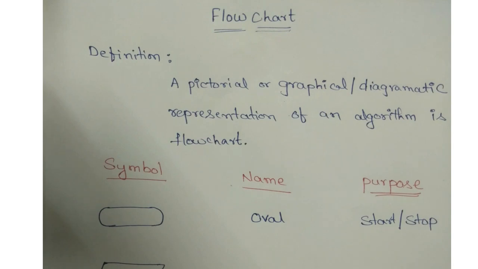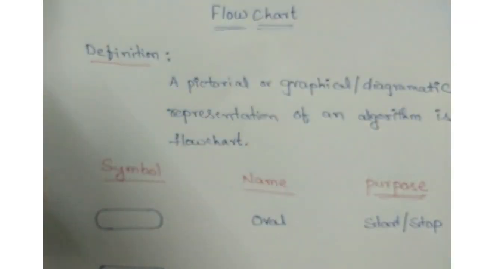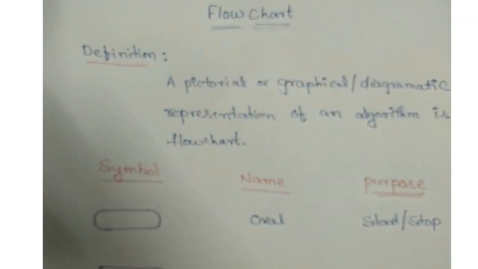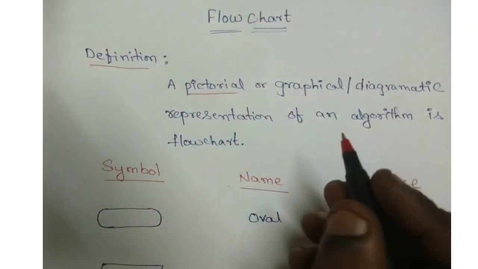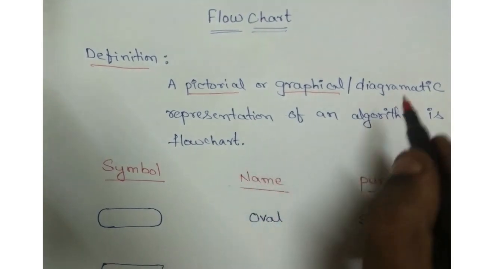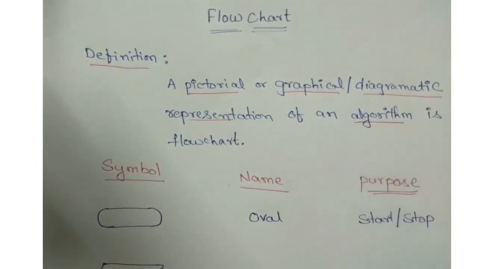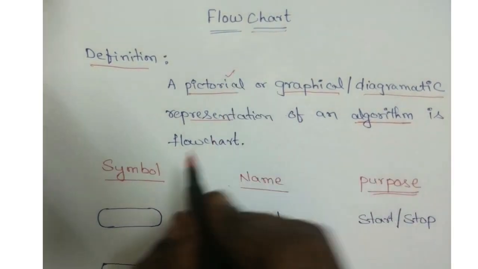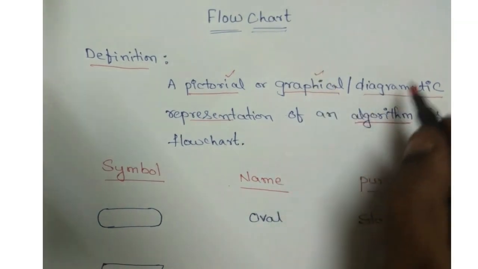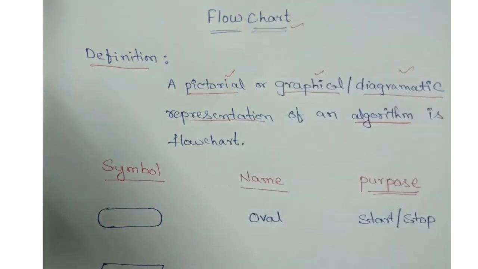Let's now move to today's class, that is flowchart. What is meant by flowchart? That is the definition you have to see. A flowchart means the pictorial, graphical, or diagrammatic representation of an algorithm. Means we can represent an algorithm in a pictorial, graphical, or diagrammatic form, and that representation is called a flowchart.